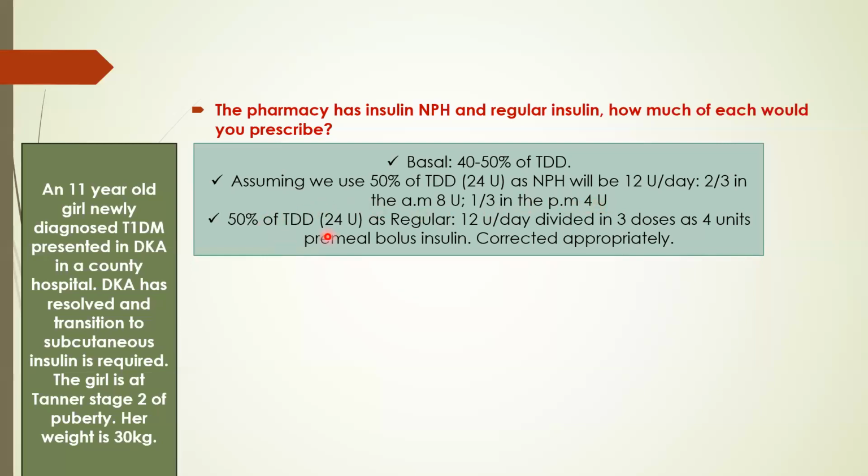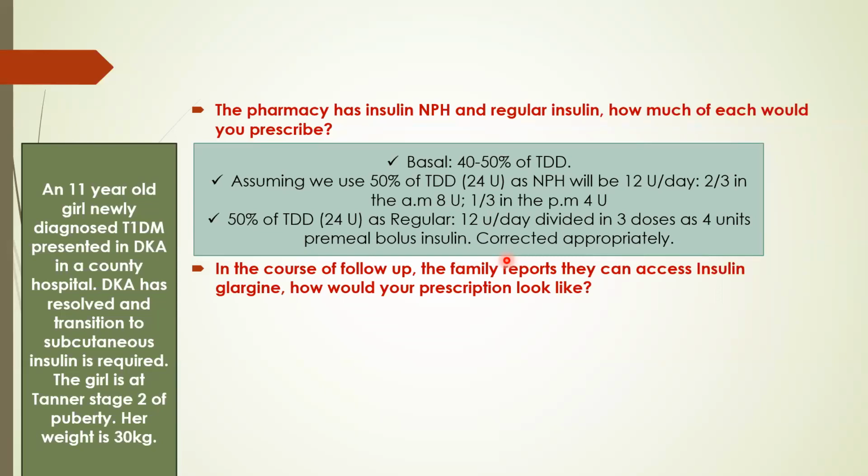And then the rest is now distributed as pre-meal doses, which will be 4 units pre-meal bolus insulin, but corrected appropriately with the measured glucose levels and the carbohydrate intake. Now, the next question is, in the course of follow-up, the family reports they can access insulin glargine or Lantus. How would your prescription look? So again, quickly, how much Lantus will you prescribe and how much rapid-acting insulin or regular insulin will you prescribe?